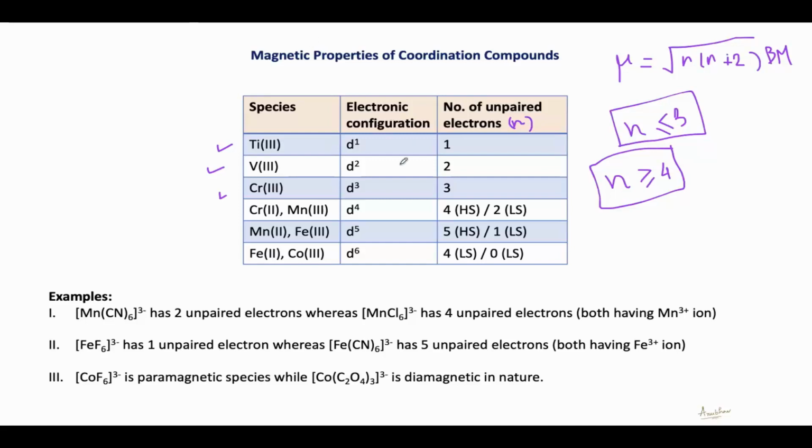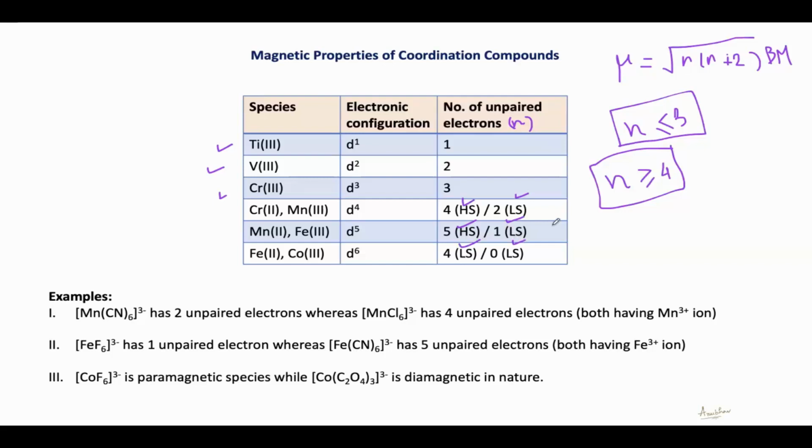So we are having this electronic configuration d4. Whenever the number of electrons goes beyond 3, starting from 4, then 2 options come into picture. The first one is the high spin option, and the second one is the low spin option. HS is the high spin, and LS is the low spin.